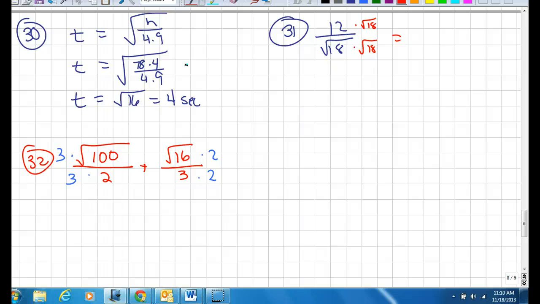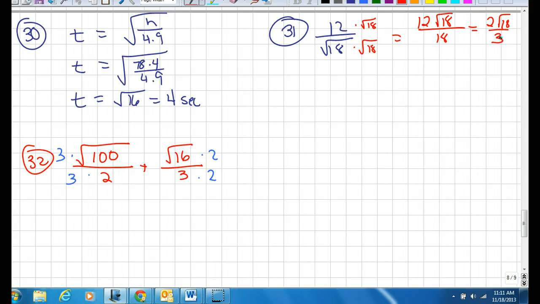31 is a rationalization problem, and in order to rationalize it, we're going to multiply the bottom and the top by square root of 18, so we can get rid of that square root. So this would be 12 square roots of 18 over 18. What goes into both 12 and 18? 6 does, yeah. So 6 goes into 12 twice, and 6 goes into 18 3 times. But we're not done yet. What else do we have to do?